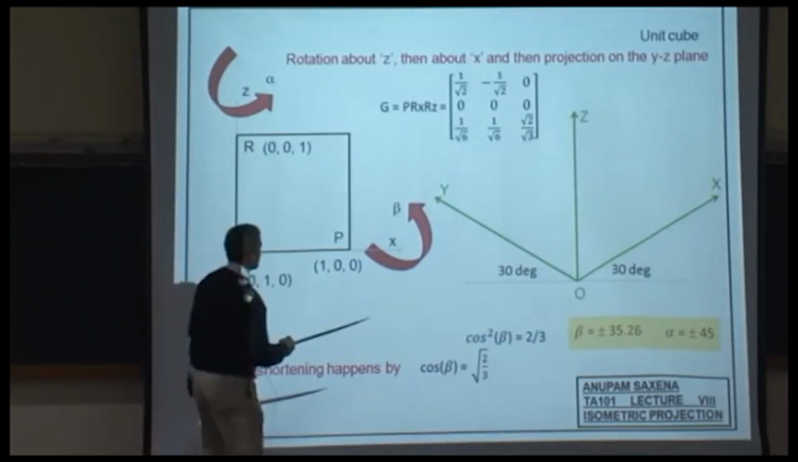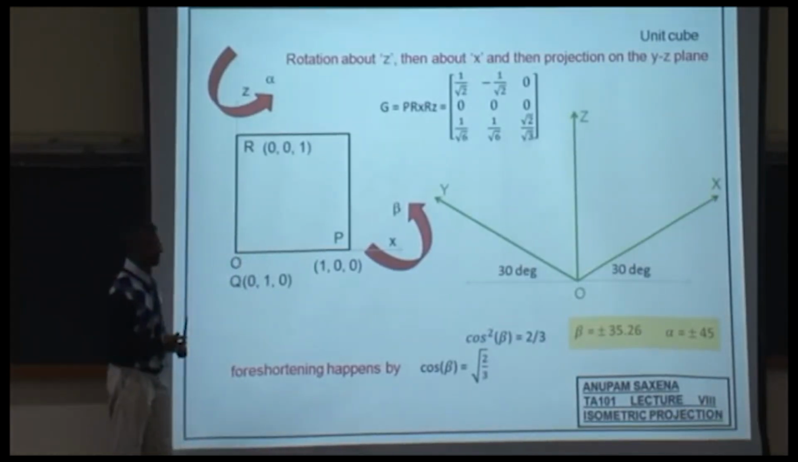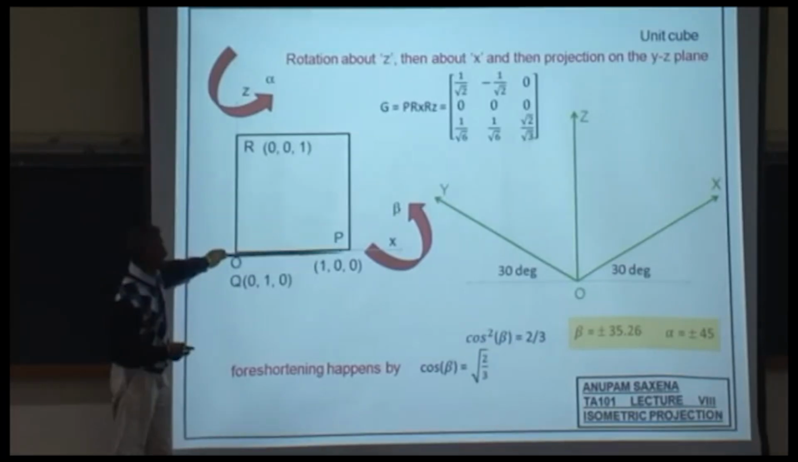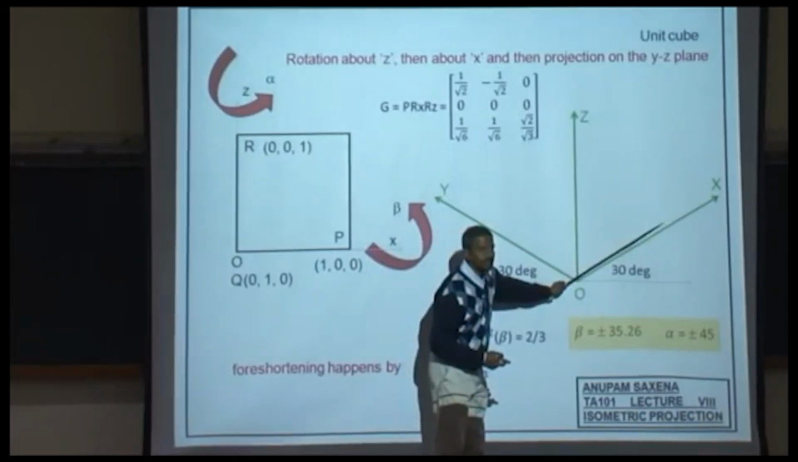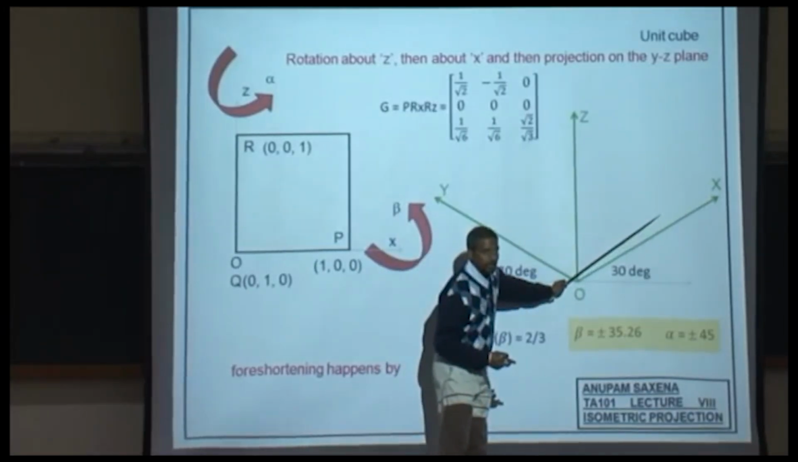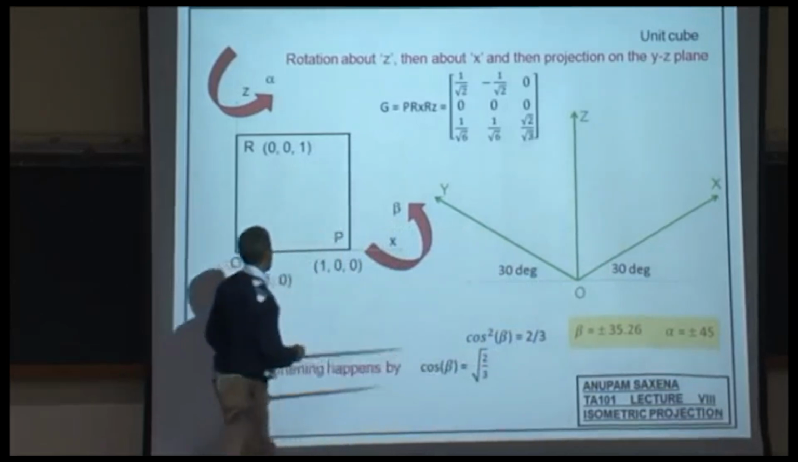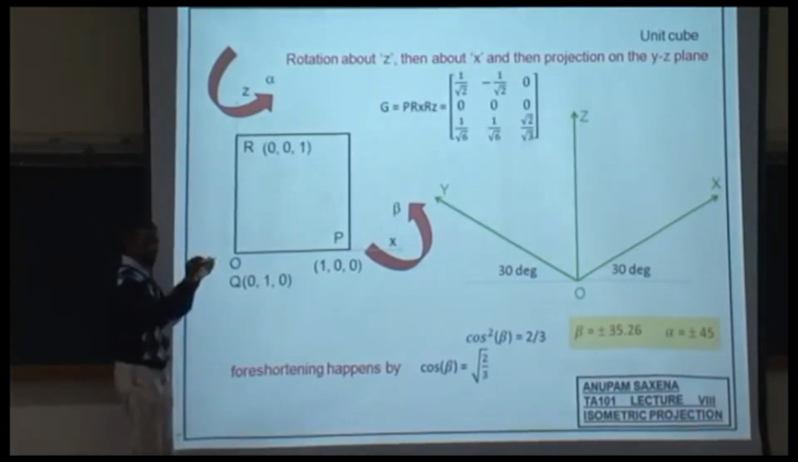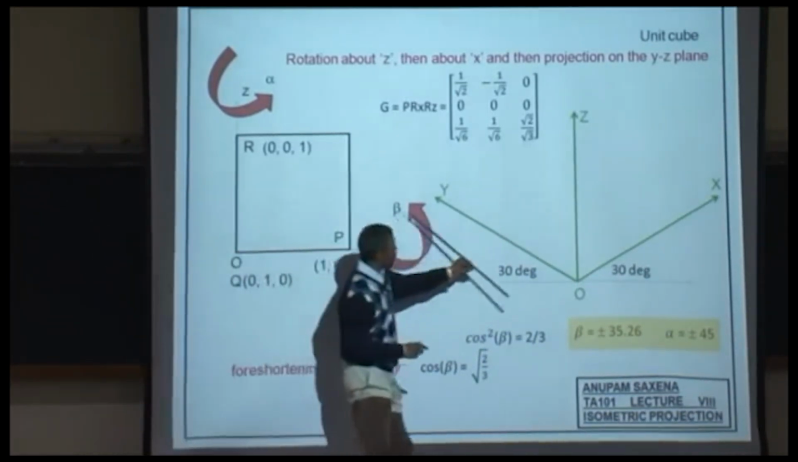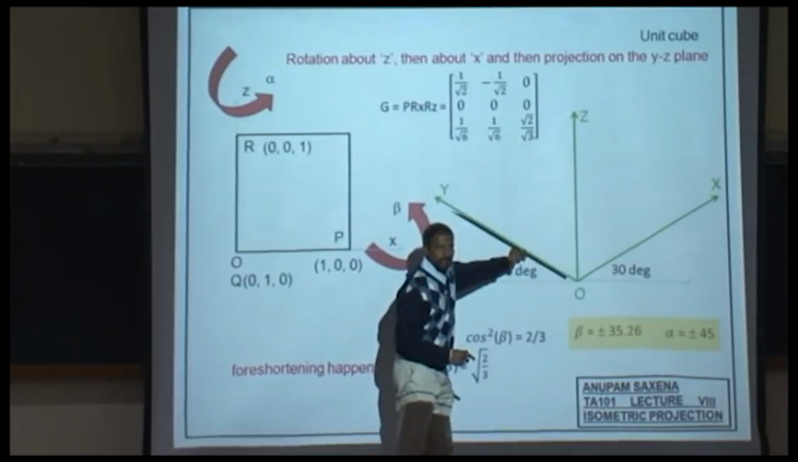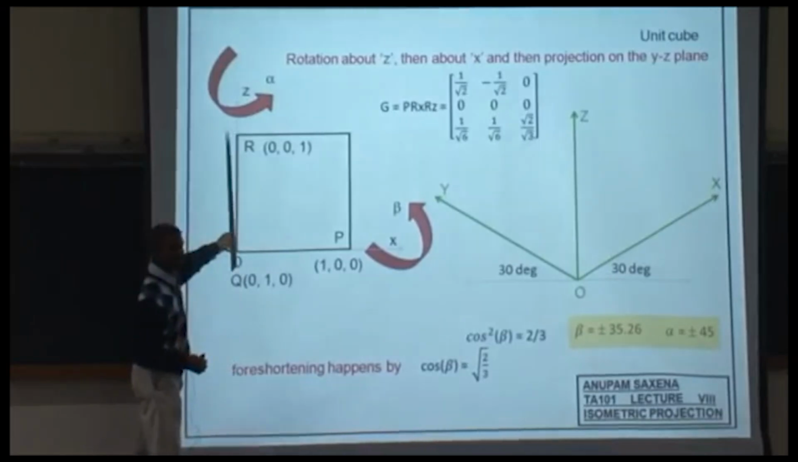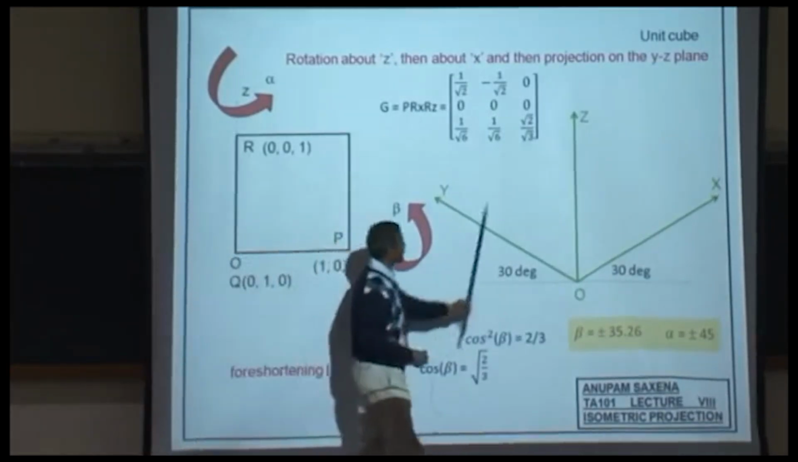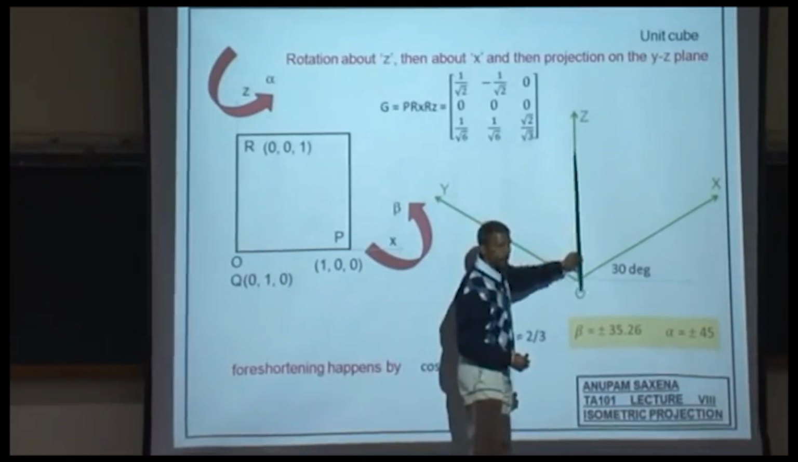So we figured that OP would lie along the x axis, which is at 30 degrees to the horizontal. Likewise, OQ, which is pointing inside, would lie along OY, which is at 30 degrees from the horizontal again on the other side. And OR, which is vertical, will remain vertical here. Okay?